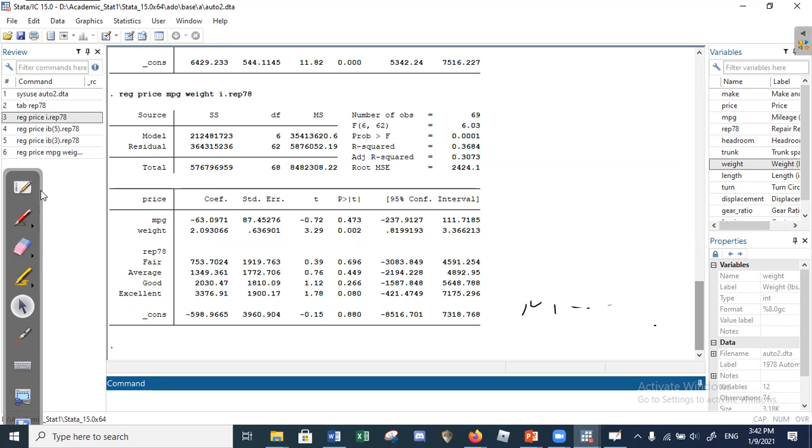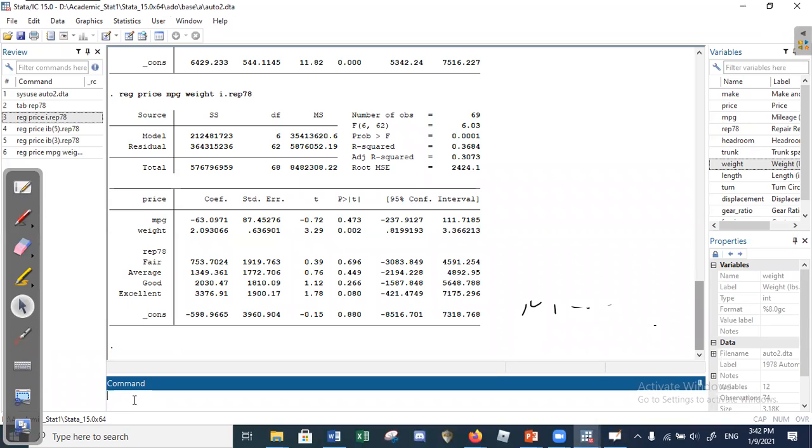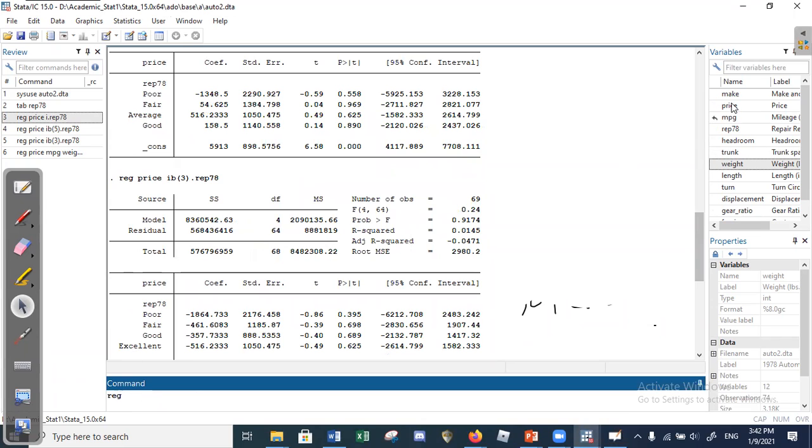Before you can check a model for multicollinearity, of course the first step is that you should fit the model. Model fitting is the first thing. Checking for multicollinearity is then the post estimation process. Post estimation means that after you estimate the model, then you check it for multicollinearity. So let me fit a model in which price is a dependent variable.